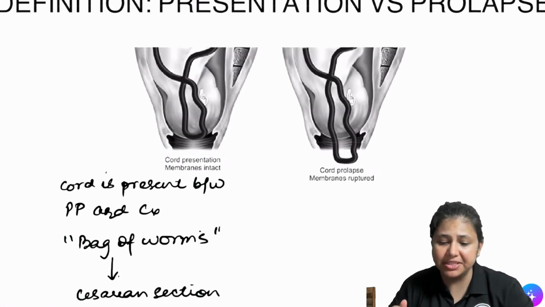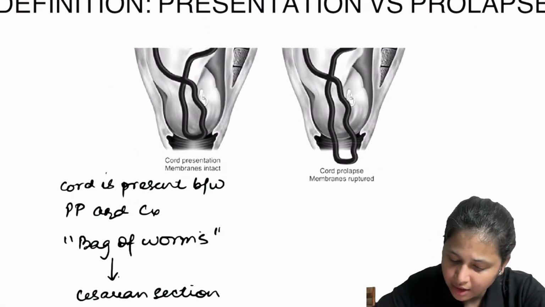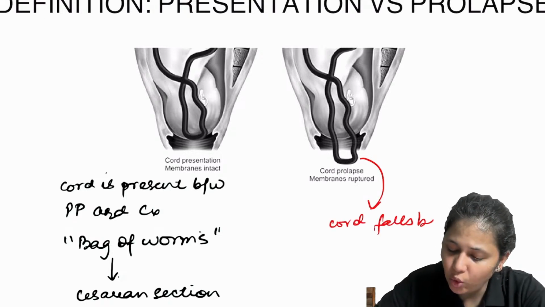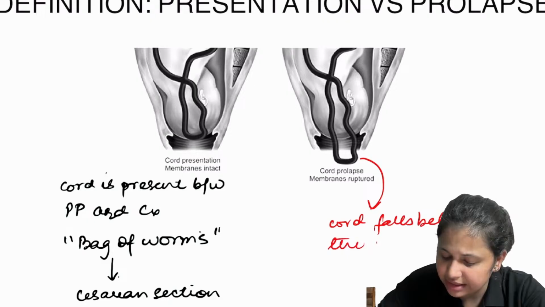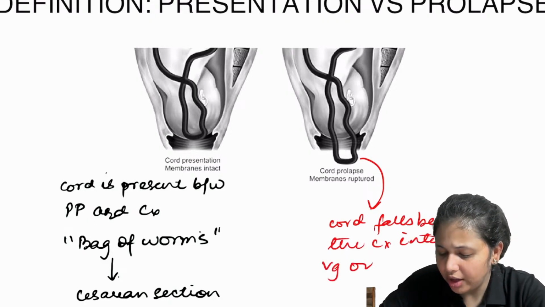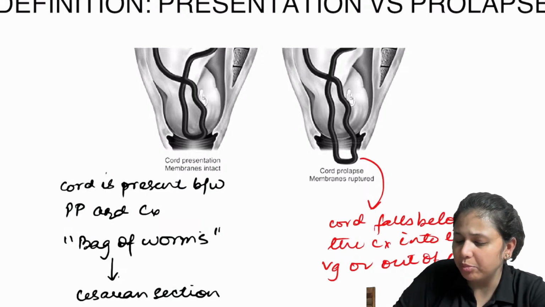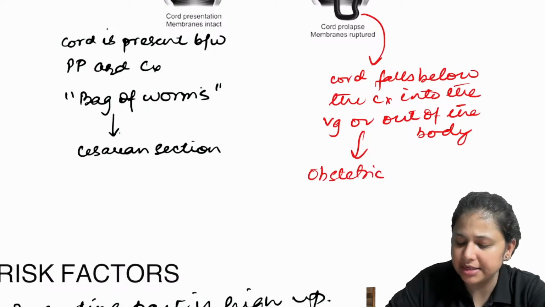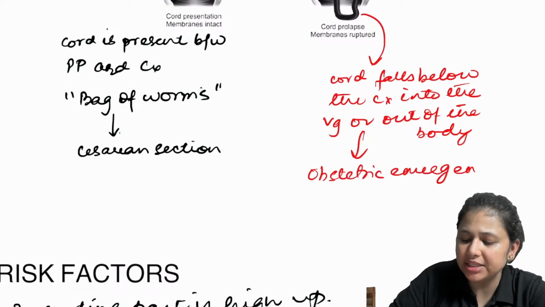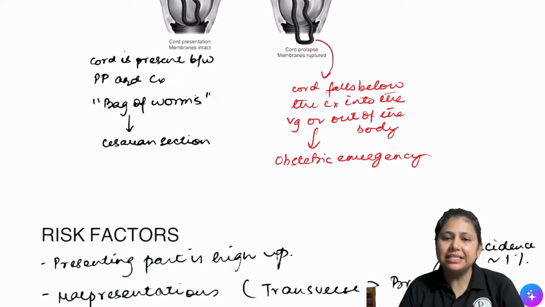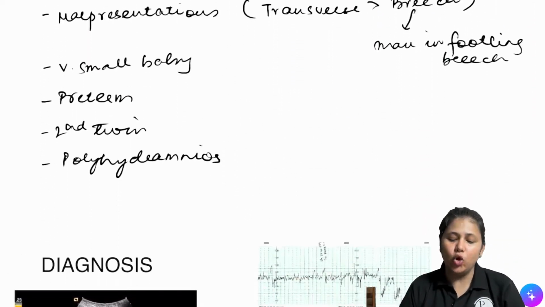Now, cord prolapse, on the other hand, is when the cord falls below the cervix. It falls below the cervix into the vagina or out of the body, right? So this is an obstetric emergency. This is an obstetric emergency, right? Why? Because the fetus can die. So this is about cord prolapse and cord presentation.